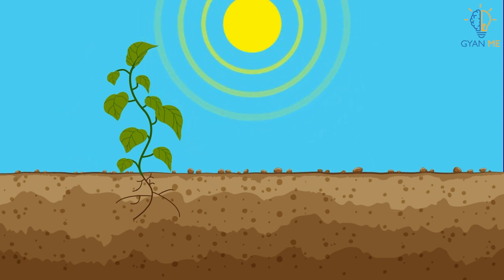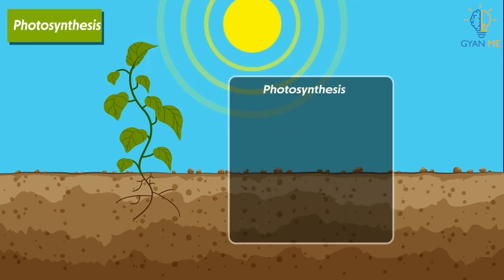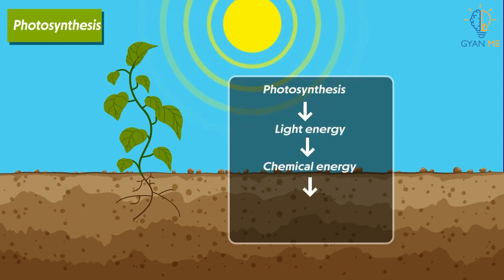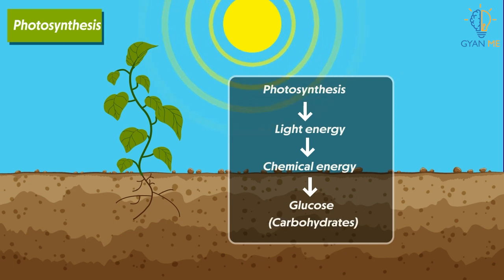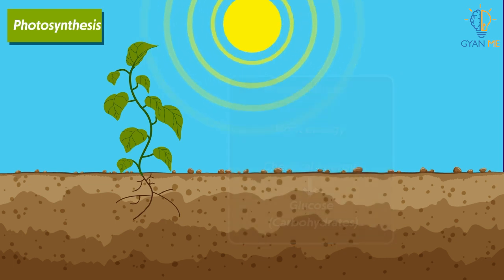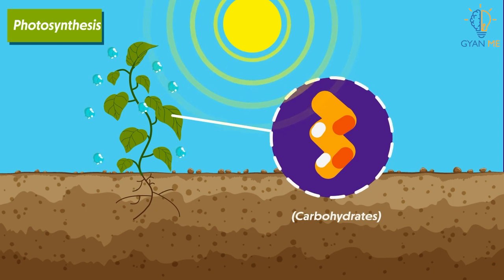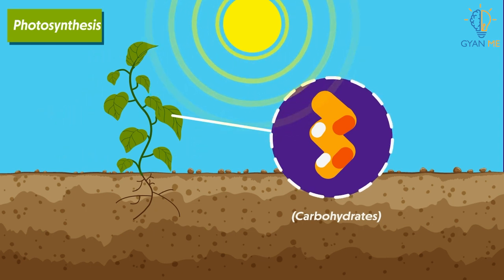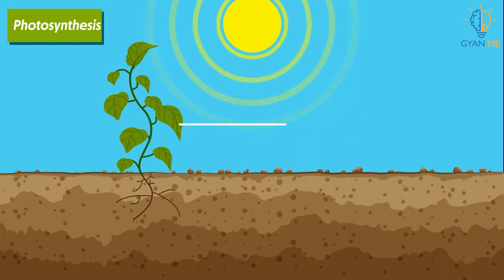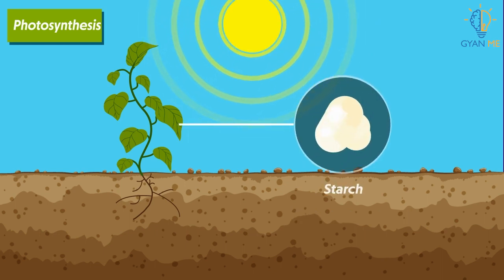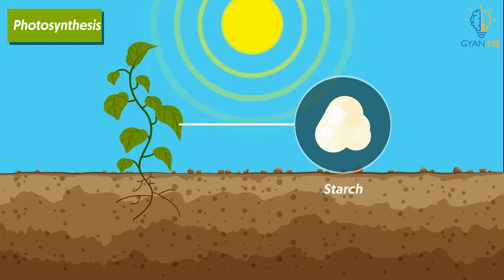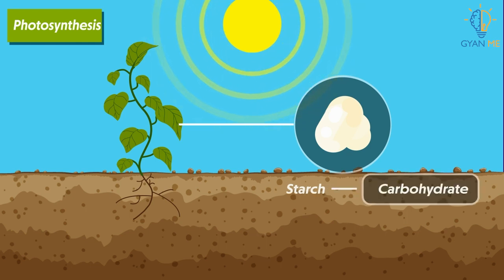Are you remembering something now? Yes, the photosynthesis process. So we can say that the process of photosynthesis is used to convert light energy into chemical energy in the form of glucose, which is a type of carbohydrate. Students, we know that during photosynthesis, carbon dioxide and water get converted into carbohydrates in the presence of sunlight and chlorophyll. These carbohydrates are stored in the form of starch in plants, which serve as the internal energy reserves to be used as and when required by the plants. Students, starch is also a type of carbohydrate.